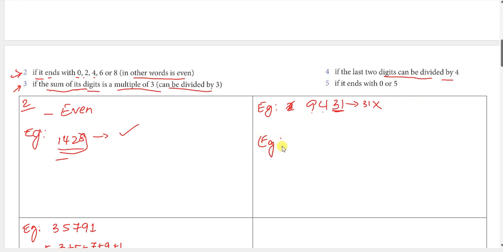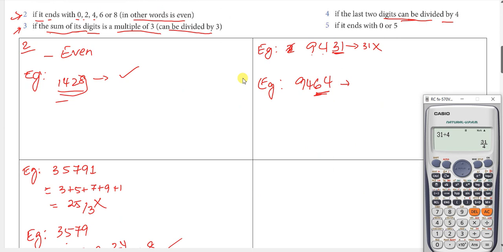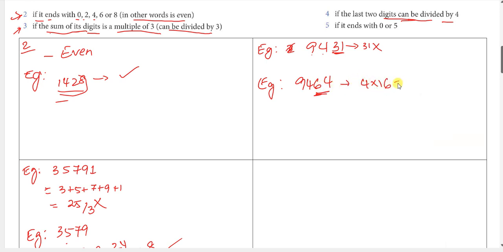What about another example, which is 9464? So again, last two digits, 64. So is 64 divisible by 4? So let's check. Is 64 divided by 4? Yes. So we have 4 into 16 is equal to 64, or 64 by 4, we have 16. So now we can conclude that 9464 can be divided by 4. So I hope you're clear.